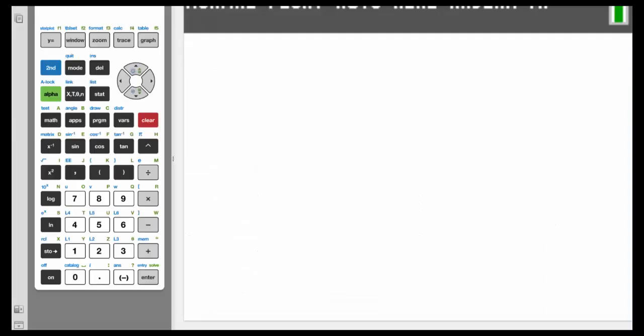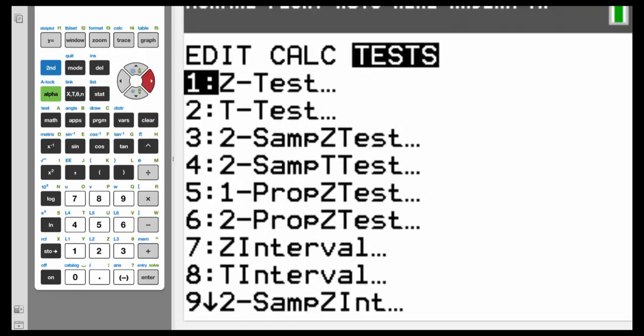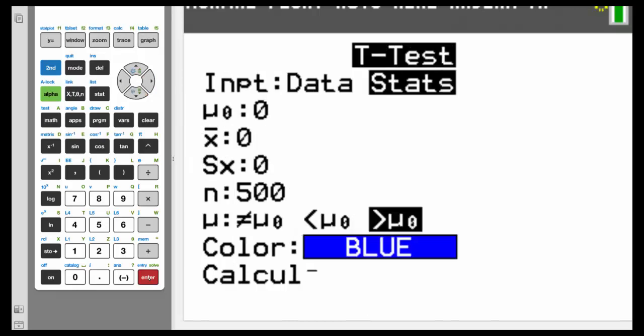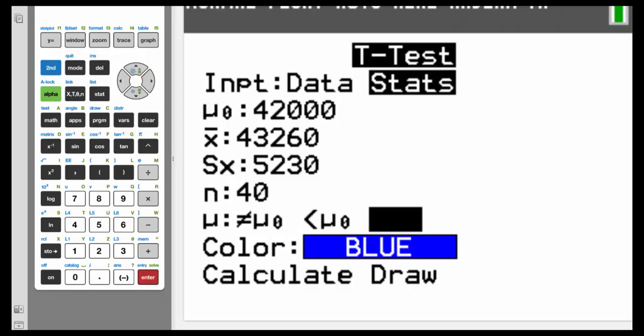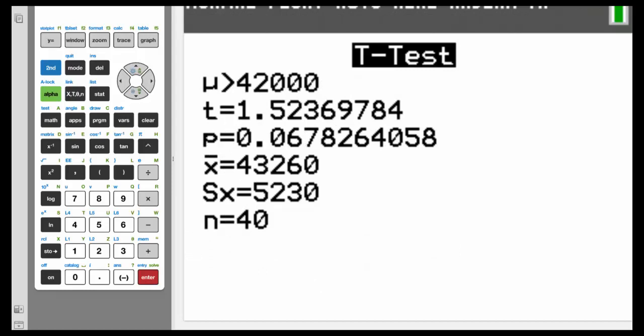Okay, so how do we put this into the calculator? It's stat, highlight tests, and we're going to go to the t-test, which is number 2. Hit enter. In our particular example, it's going to be stats, so highlight stats. Okay. The population mean is 42,000. The sample mean is 43,260. The sample standard deviation is 5,230. And n in our particular case is 40. And then we want it to be greater than, so highlight. Highlight calculate and hit enter. So the p-value, rounded to 4 decimal places, would be 0.0678.